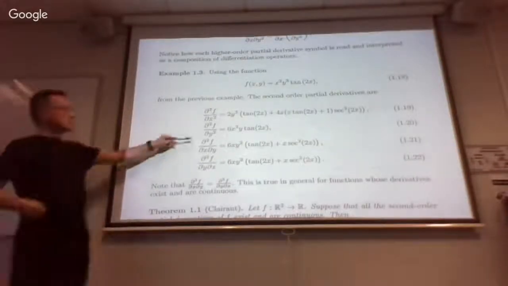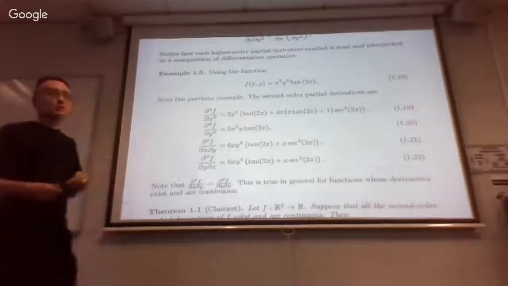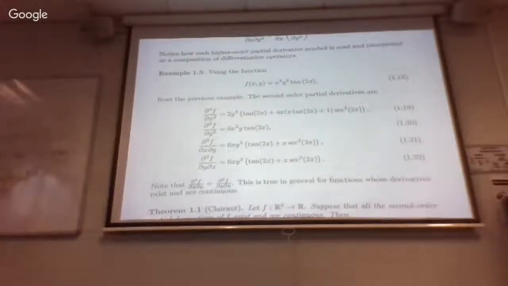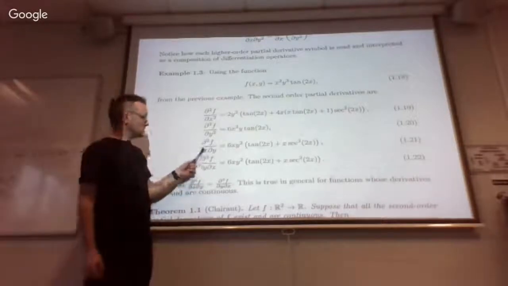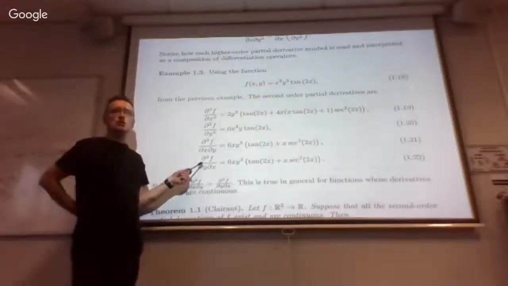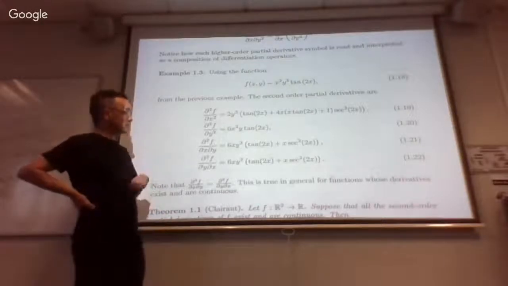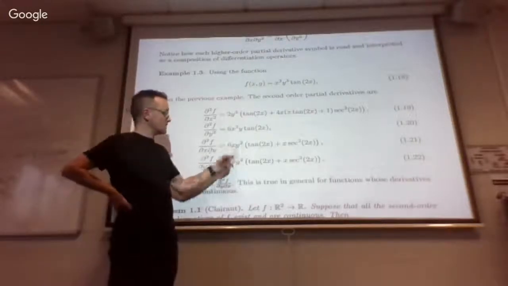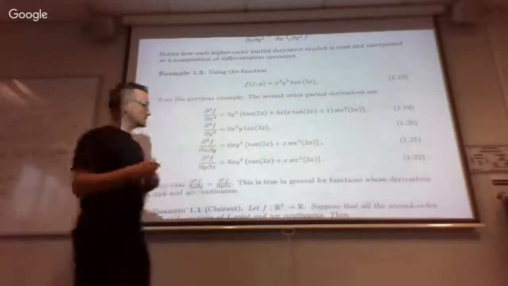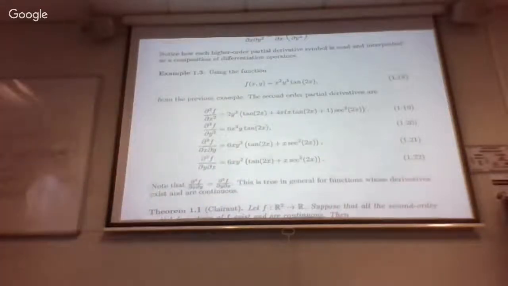And then you've got the two mixed second order partial derivatives. What we notice here is something very significant. The 2 mixed second order partial derivatives actually come out to be the same function, the same thing. In both cases, 6xy squared times the sum of tangent 2x and x squared 2x. Okay, that's not a coincidence.